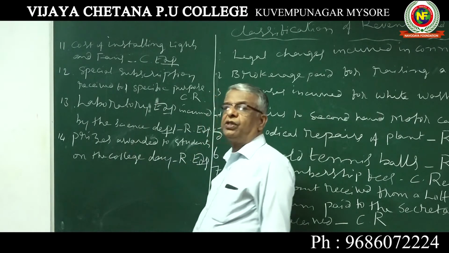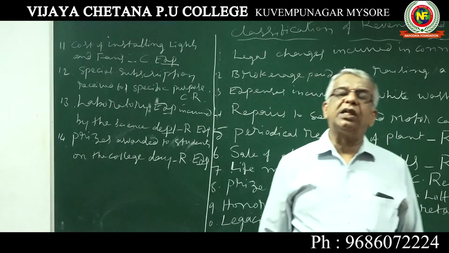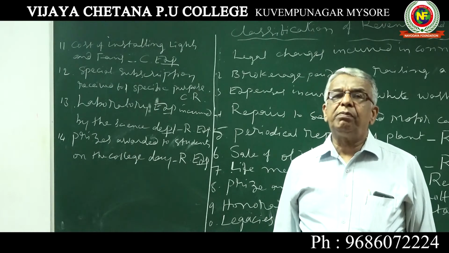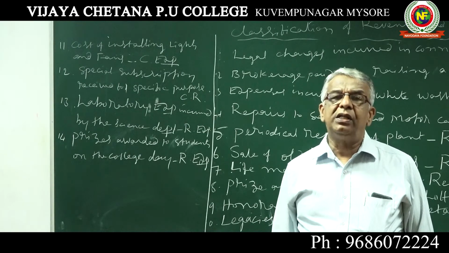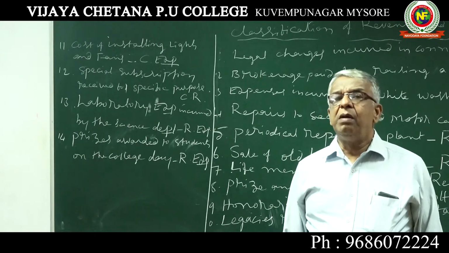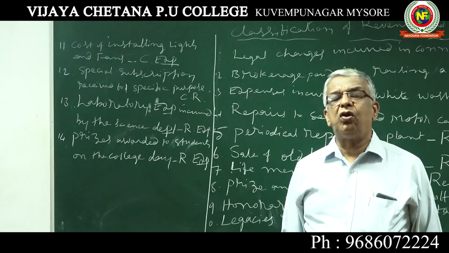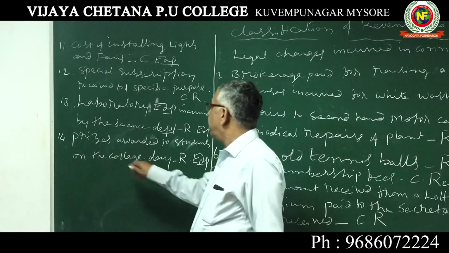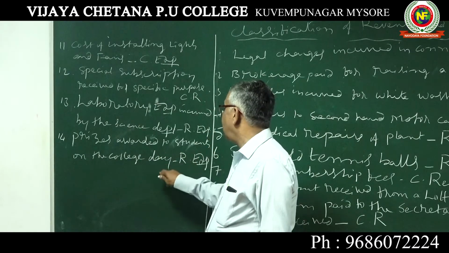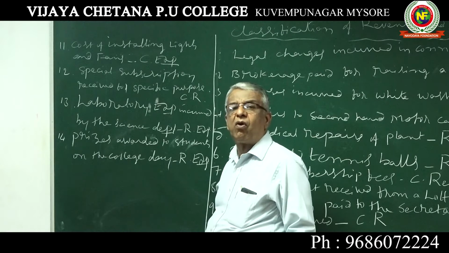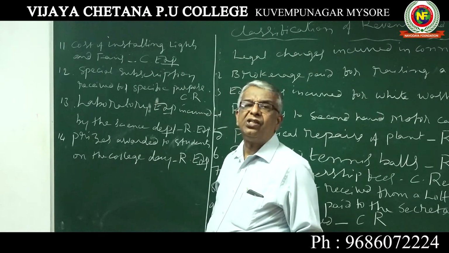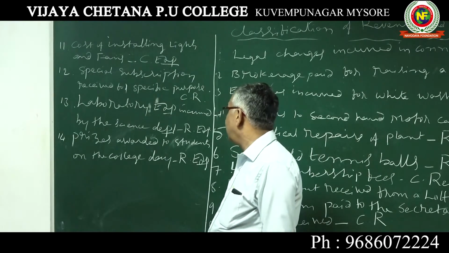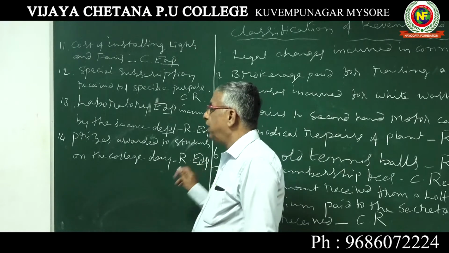One thing you should notice here: if any prize fund is created, then the prizes awarded to the students have to be deducted from the prize fund, and that has to be shown on the liability side of the balance sheet. So in this case, it is just given as prizes awarded to the students on the college day. On the college day, whatever prizes are awarded, it is recurring in nature. It is repetitive in nature. Therefore, it is considered as revenue expenditure.